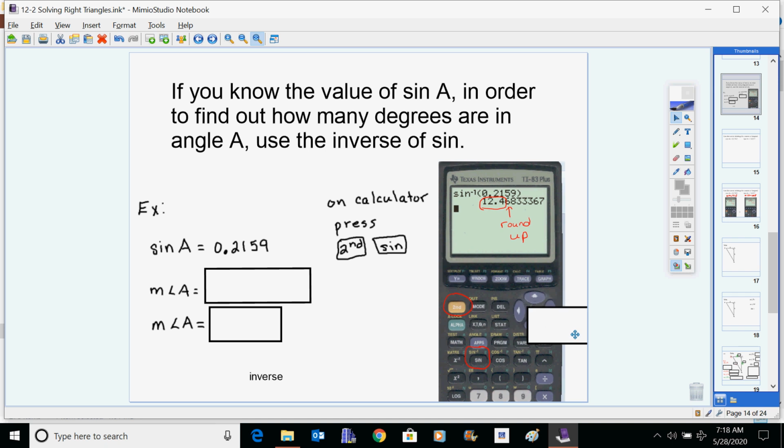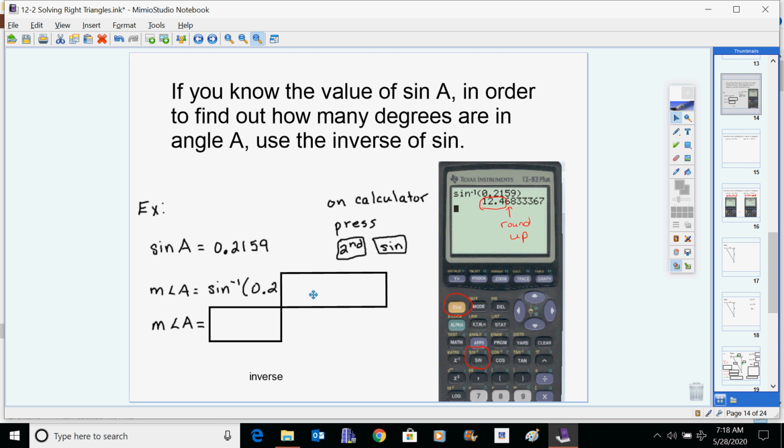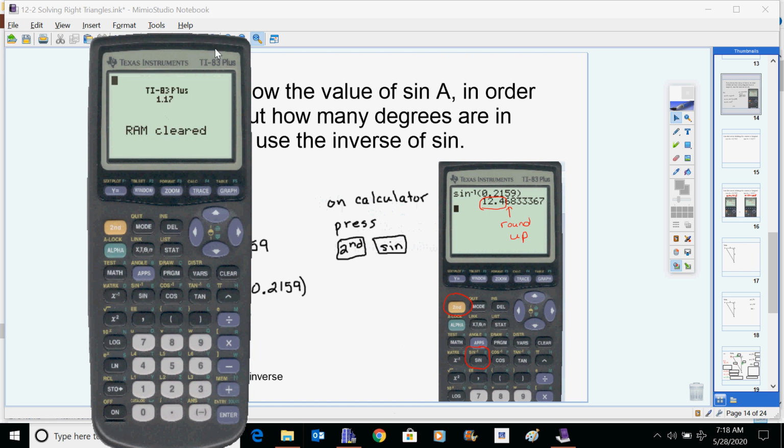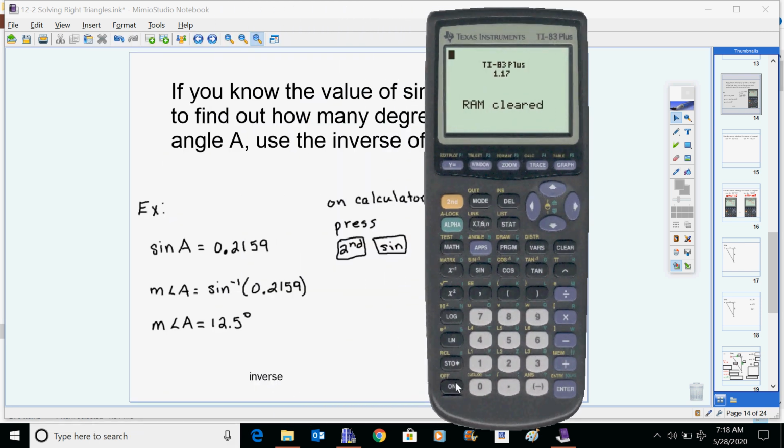So you'll press second sine, and then if we wrote it out, it would look like this, the sine inverse of 0.2159, and you'll get that value. Now, let's be careful, okay? Because like I said before, especially if you're using a simulator, it defaults back to radian measure. You need to make sure that you are in degree measure. If you're using your own personal calculator, it's not going to change up on you, but you need to make sure you're in degree measure.